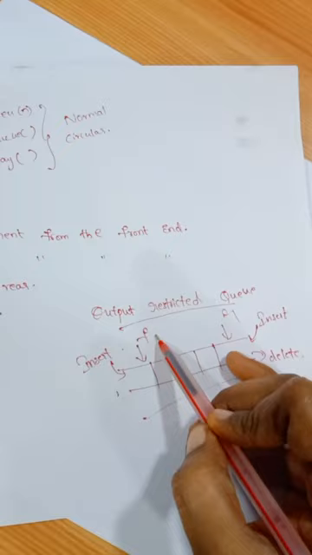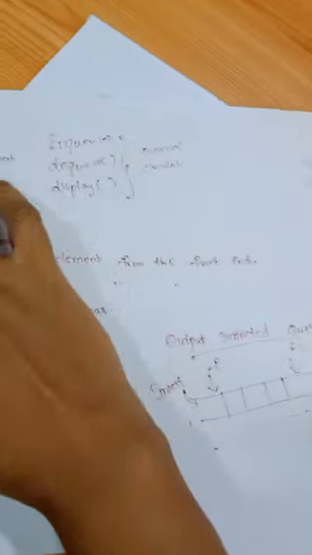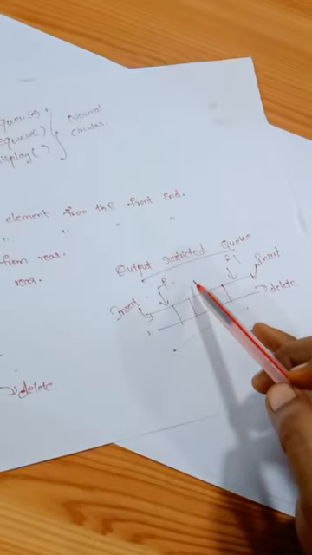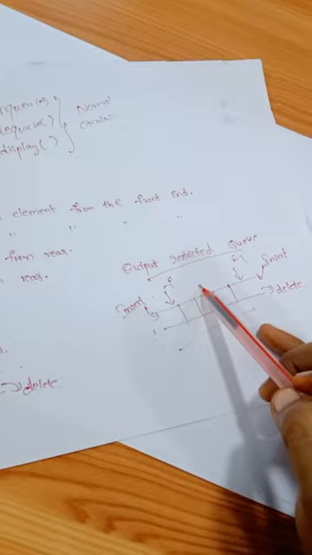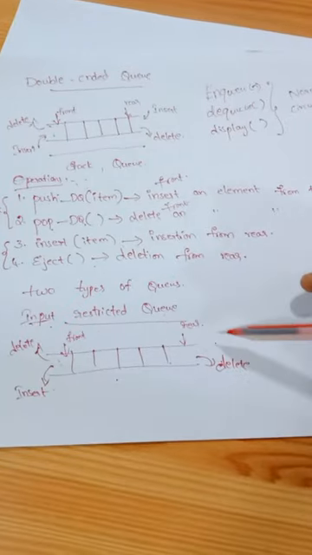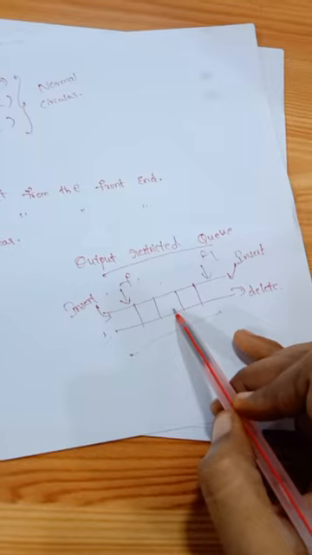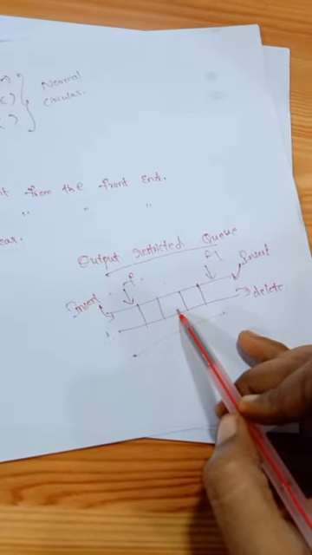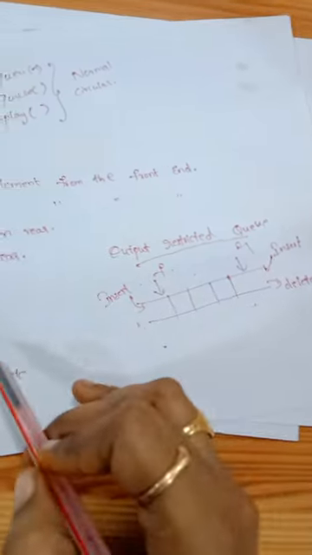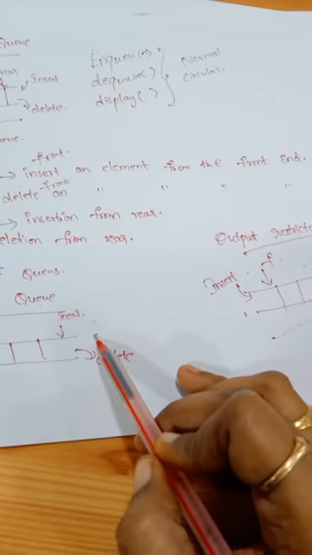So in a double-ended queue we have two types of queues. The first is the input restricted queue and the second is the output restricted queue. In the input restricted queue we restrict the insert operation, and in the output restricted queue we restrict the delete operation.